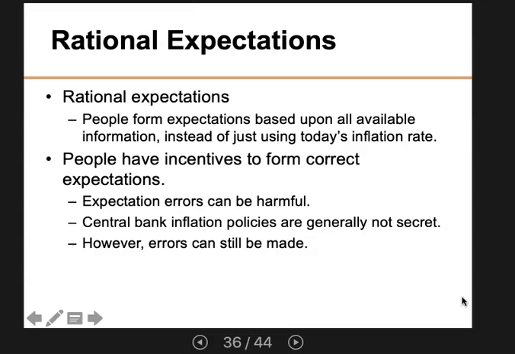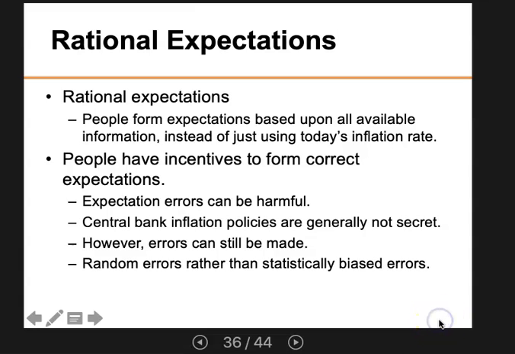However, the errors can still be made. Market participants can use any information when forming the inflation expectations. So these expectation errors harm somebody in the macroeconomy, so we try to do our best to predict them correctly. This is the idea behind rational expectation theory. Errors are sometimes positive, sometimes negative, as opposed to consistently being underpredicted. So basically, it's random, right? It's quite random. So we see random errors rather than statistically biased errors when we use rational expectations.